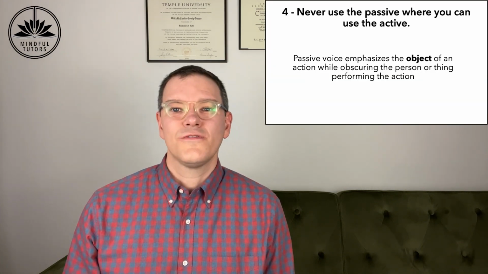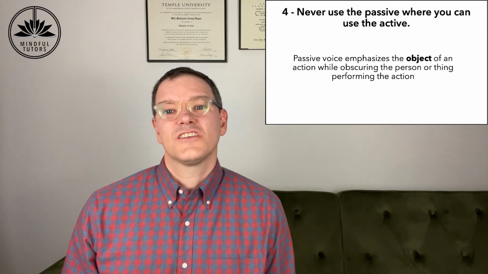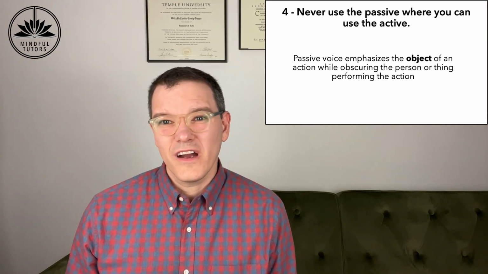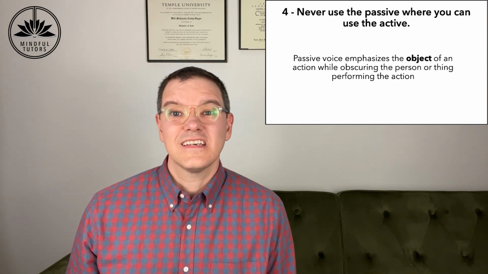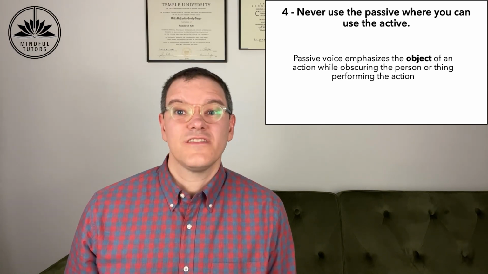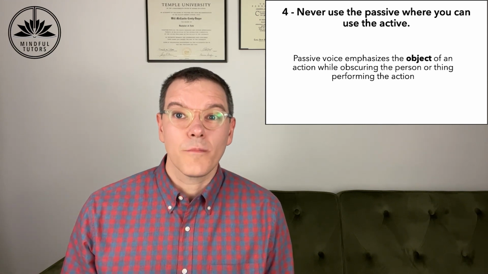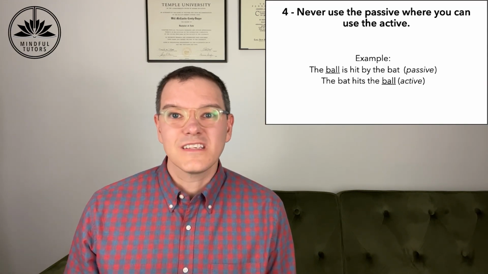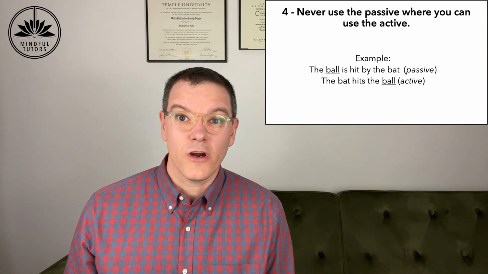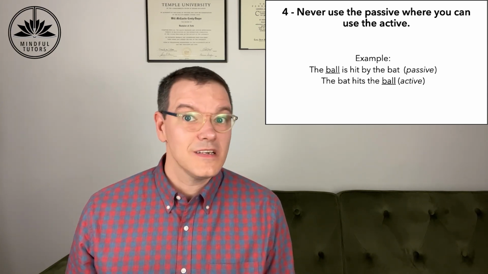I'll touch on rule 4 here. Though any discussion of passive and active voice requires a little nuance. At a very basic level, passive phrasing emphasizes the object of an action while obscuring the person or thing performing the action. For example, the ball is hit by the bat is passive, whereas the bat hits the ball is active. For Orwell, and the way he looked at language and politics, passive constructions tended to be misleading.